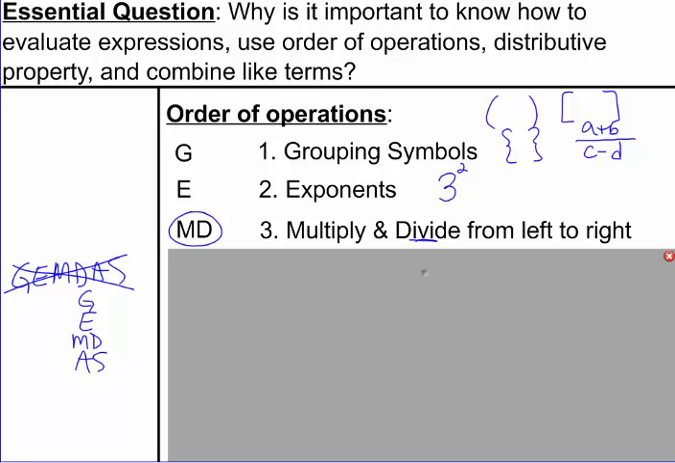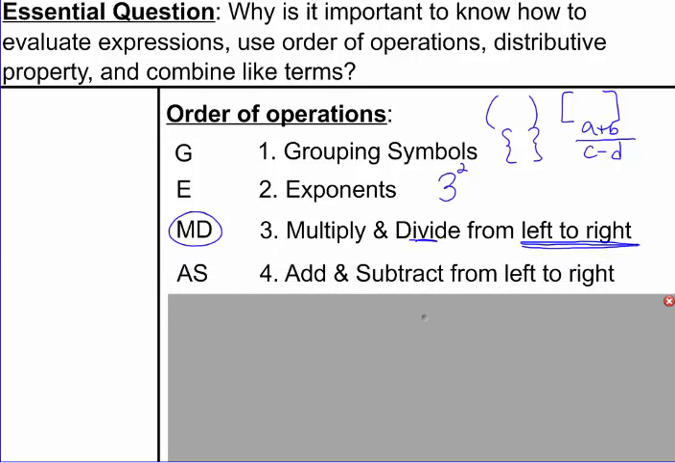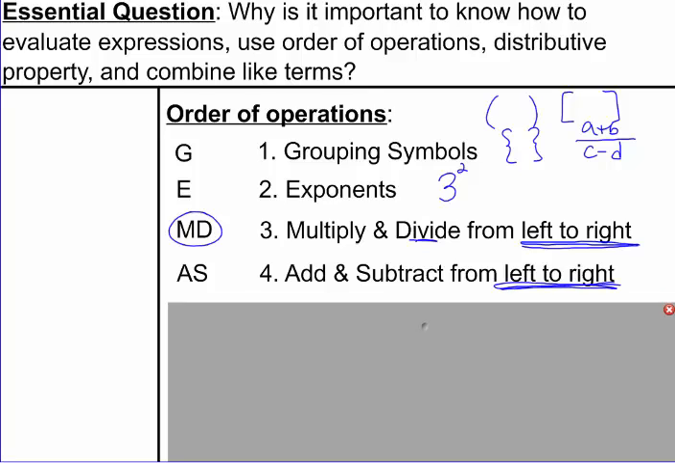And then add and subtract also go on the same line, and again, they have equal importance. You do whichever of those two comes first. So multiply and divide from left to right. Okay, that's an important part. You do whichever of those two comes first. Then you have your add and subtract, and again, from left to right, you do whichever of those two comes first.